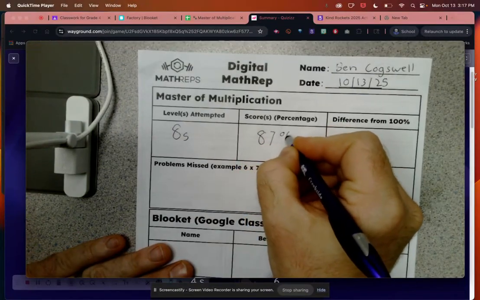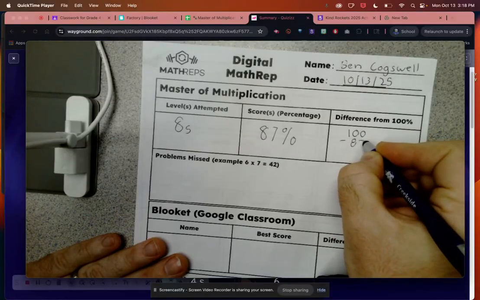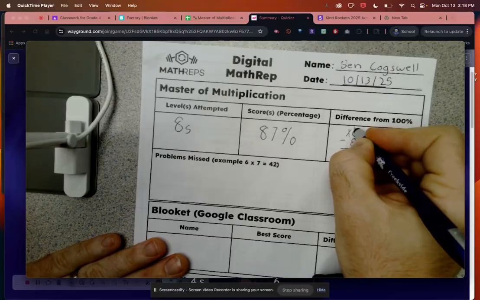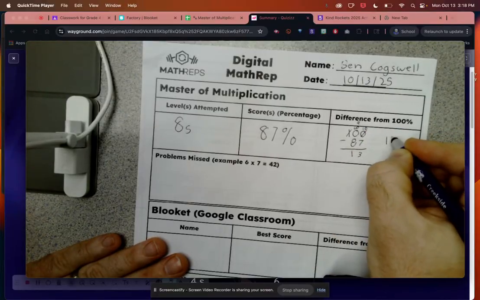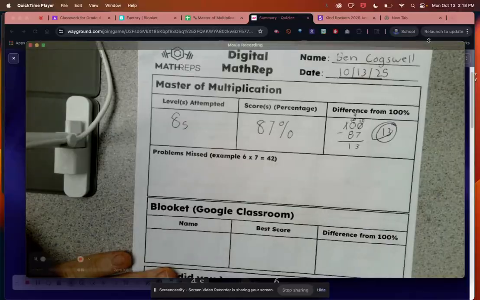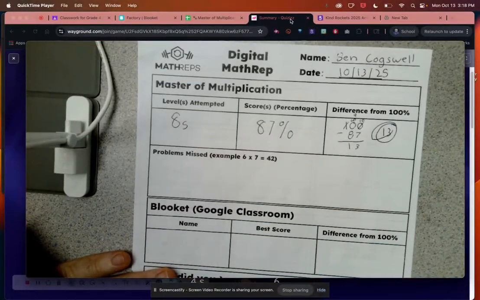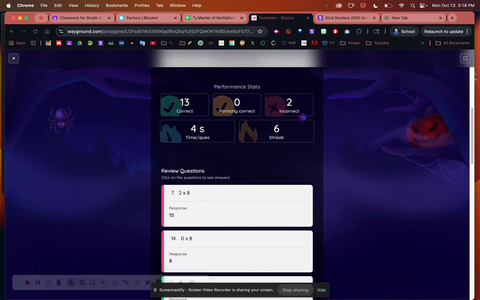It was 87%. And my difference from 100. So I'm going to take, it's always 100. How far is it from 100? And I'm going to take minus 87. Right? And so I'm going to have to do a little regrouping here, right? So I have 3, and so the difference to 100 is 13. Okay, 13. So the problems I missed, if you remember, I get that right from my summary here. I missed 2, and one of them was 2 times 8, and the other one was 0 times 8. And even better if you can put the answers, like 2 times 8 is 16, and 0 times 8 is 0. Great, that section's done.